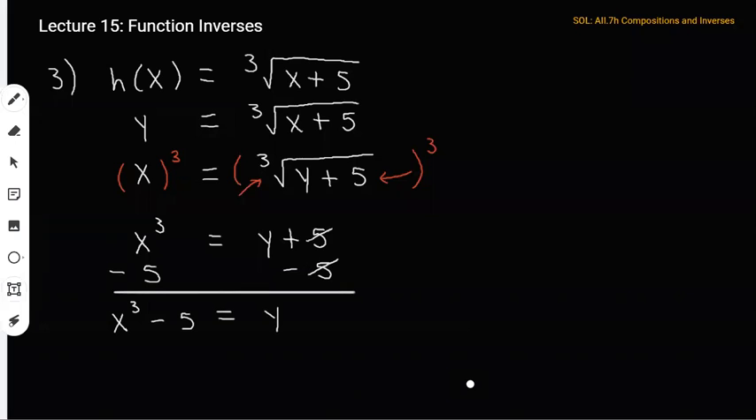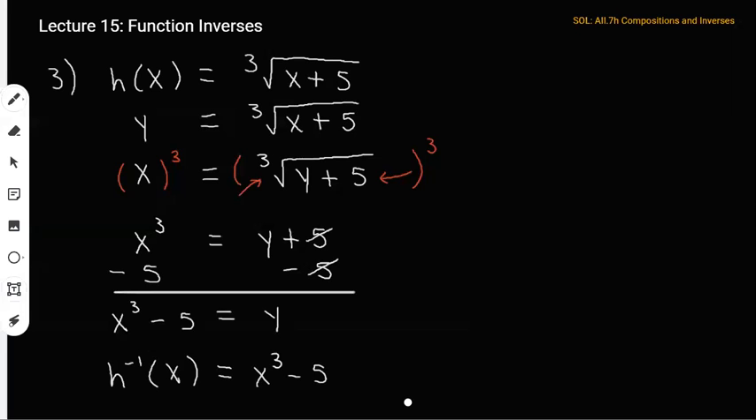So I'm going to replace y with the inverse notation. H inverse of x is equal to x cubed minus 5. That's going to be my inverse of h of x.